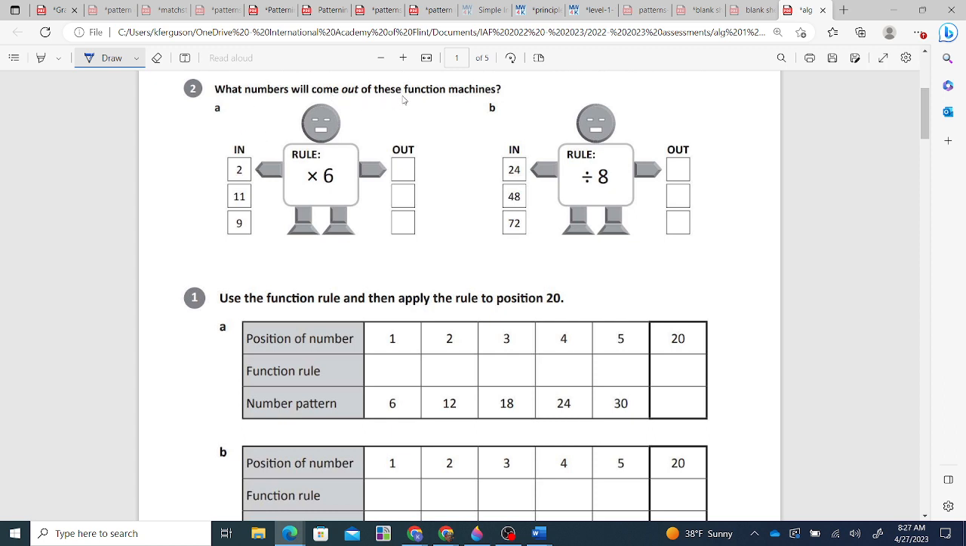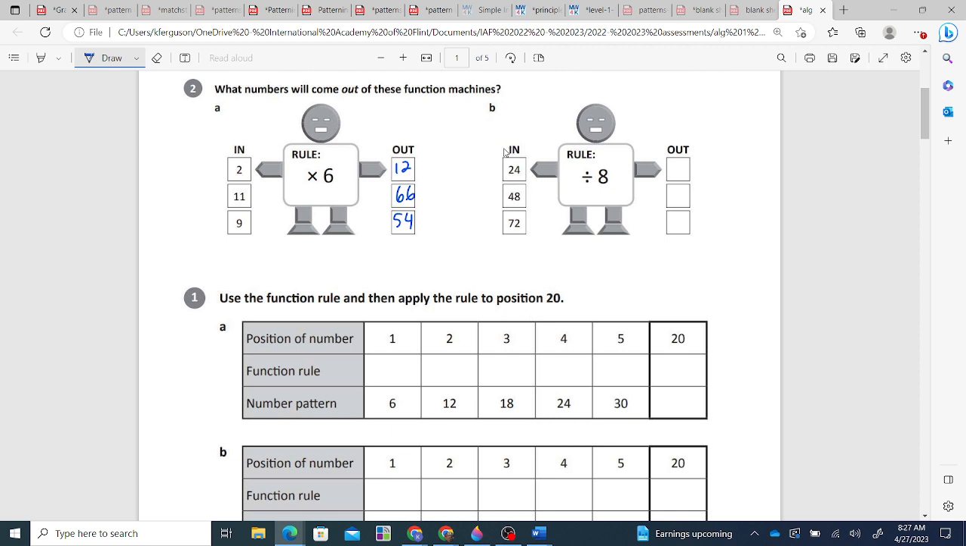Now, what numbers will come out of these function machines? So I have my input, I got my rule, and I want to know what the output is. So 2 times 6, that's 12. 11 times 6. And then 9 times 6, 54.